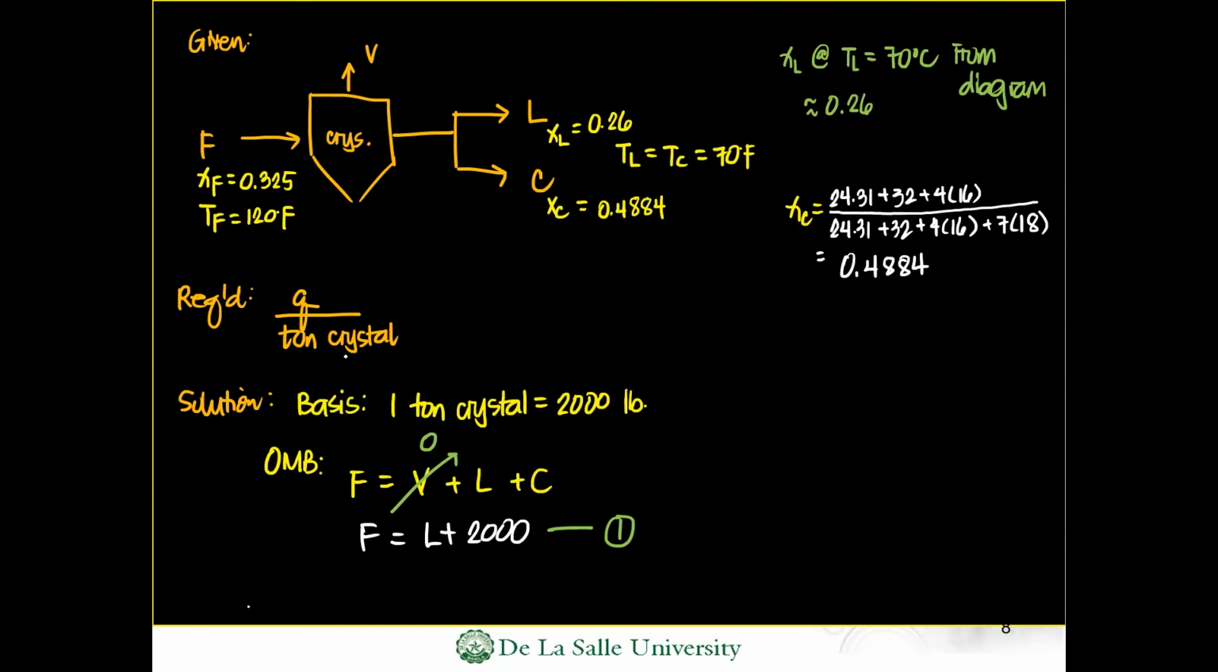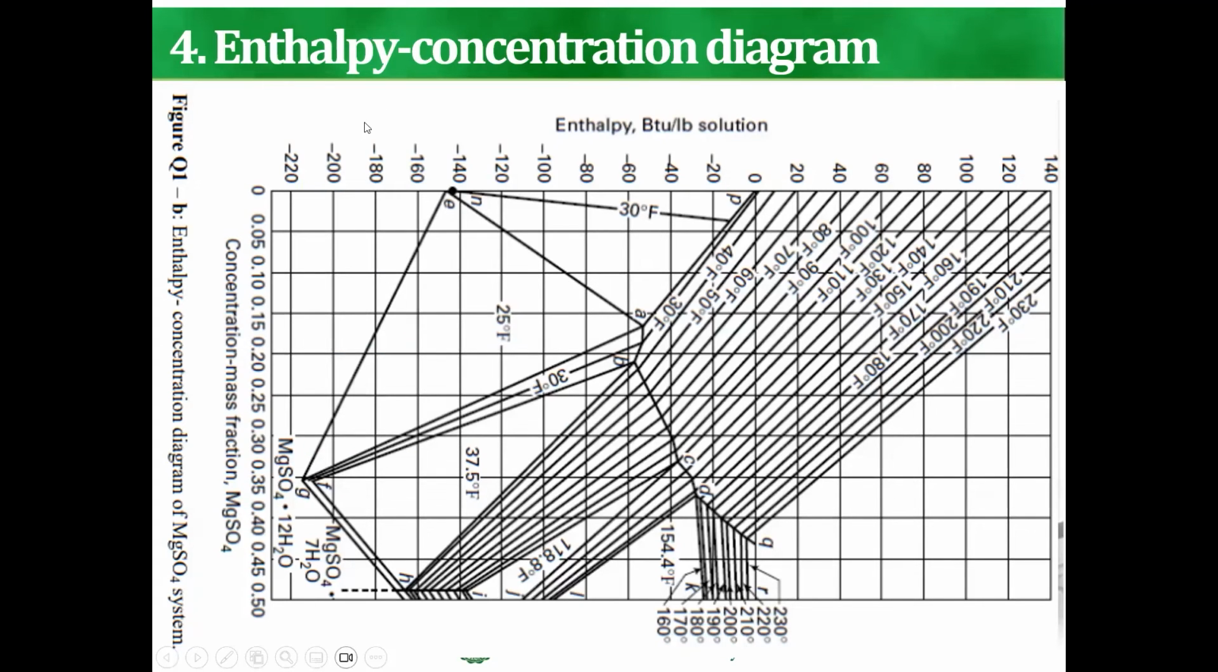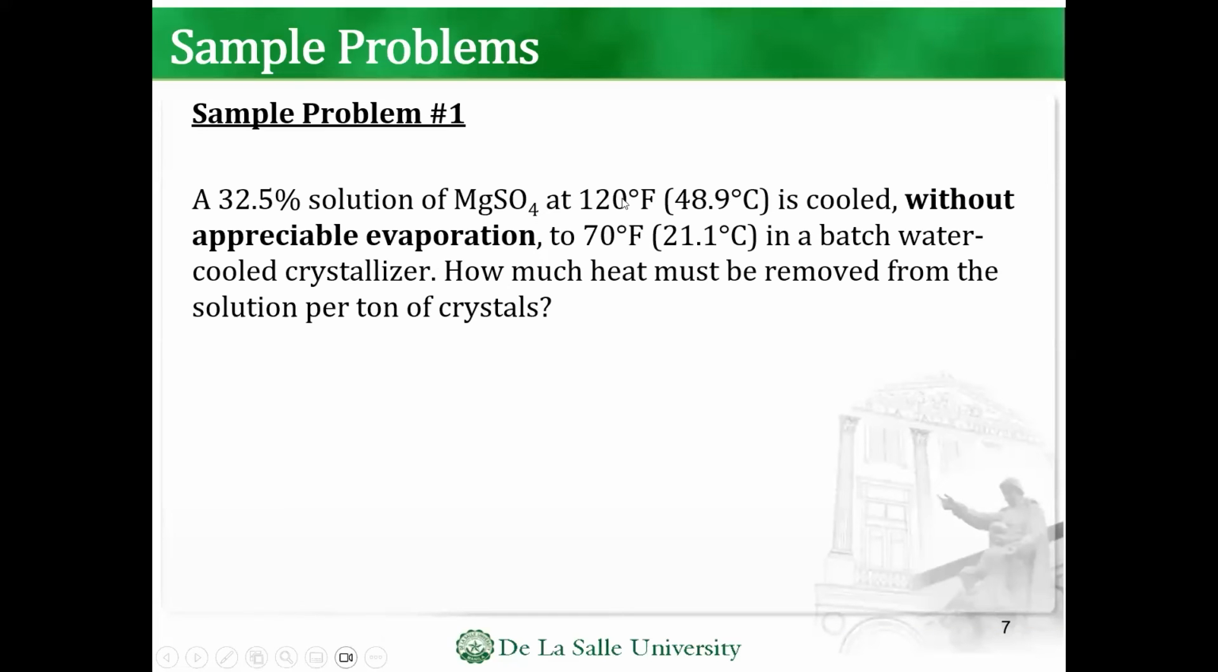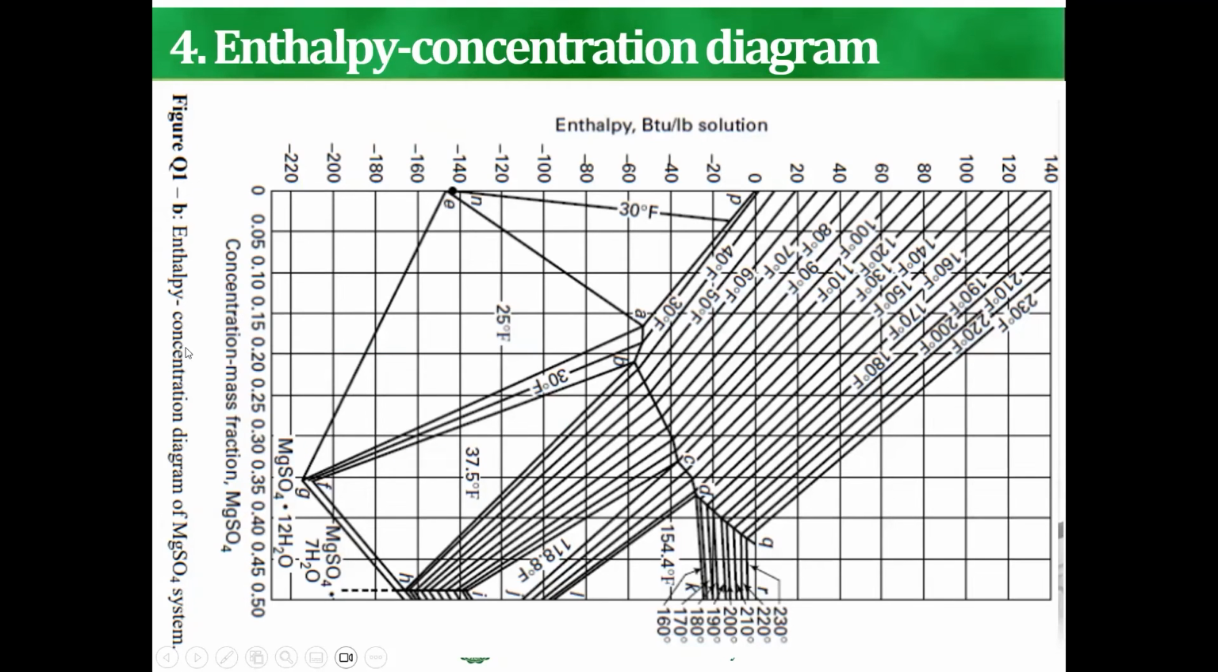What's being asked is the amount of heat per ton of crystal, right? Okay. So using this one as well, you know that the concentration that you have is at a temperature of 120 degrees Fahrenheit at 0.325 mass fraction of the feed. And then at 70 degrees, the mass fraction of the magma would be roughly the same as the feed. So from what table do you call this? Figure Q1B.